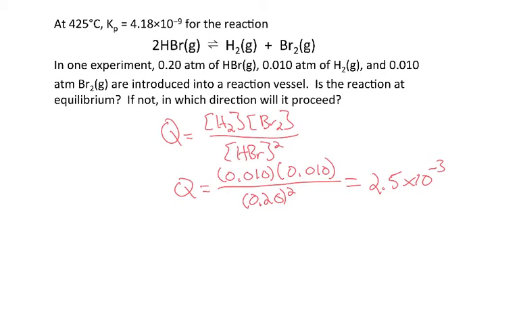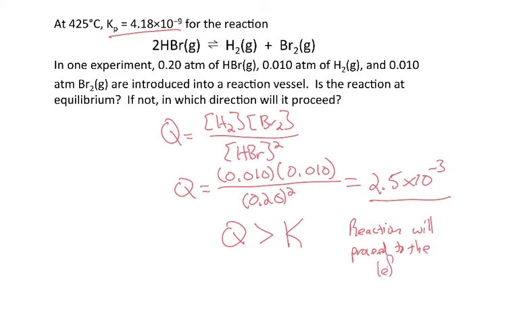So now I compare Q to K. Q is bigger than K, so I have too many products, and so the reaction needs to go to the left. It will make more reactants. Or I can ask Pac-Man, and he tells me the reaction will go to the left.